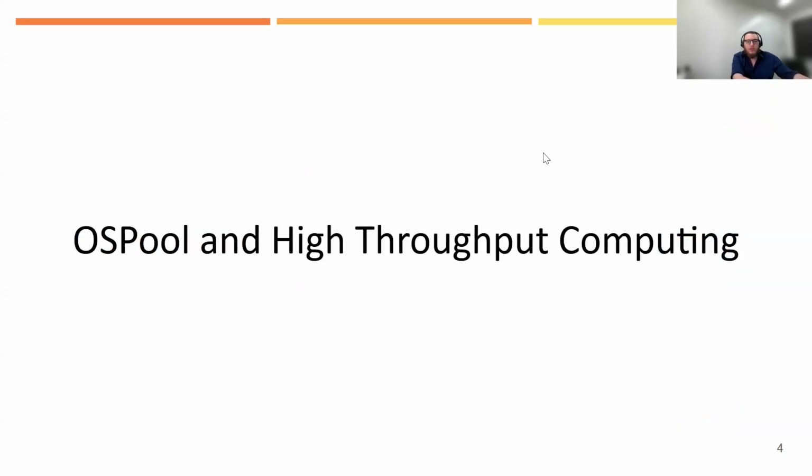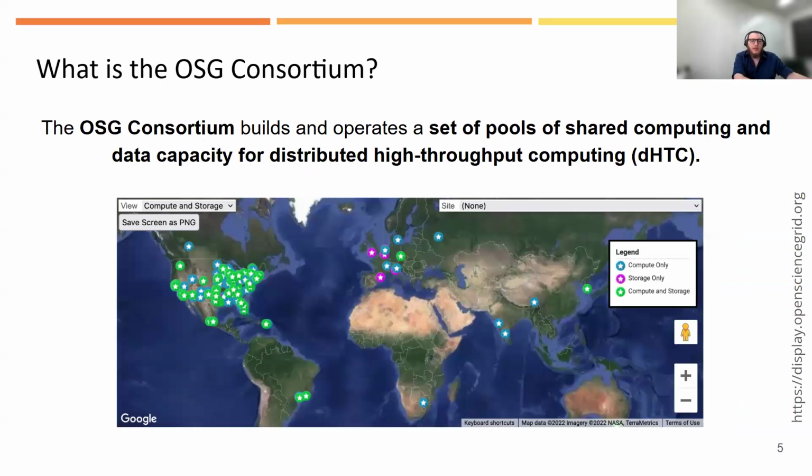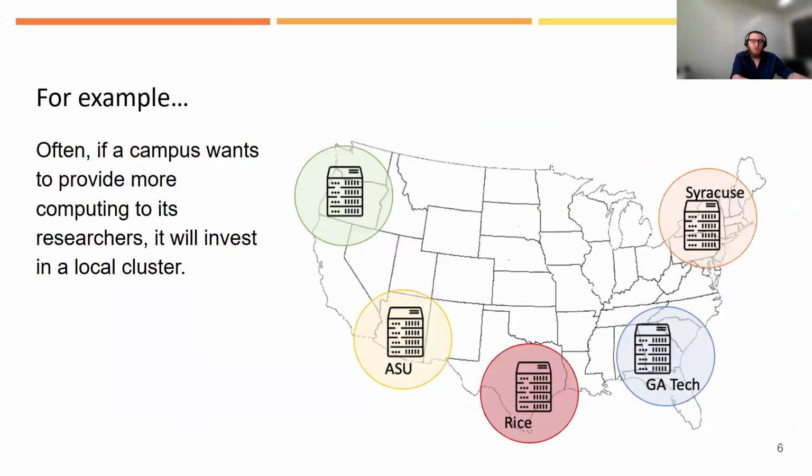All right, so OSPool and high throughput computing. Hopefully most of you are familiar with the OSPool, but if not, here is a brief introduction. First, the OSG consortium is the collection of members who do all sorts of computing, but they operate a variety of pools of shared computing and data capacity for doing distributed high throughput computing. Basically, a lot of folks from a lot of institutions have connected their hardware together so that everyone can take advantage of it for open science.